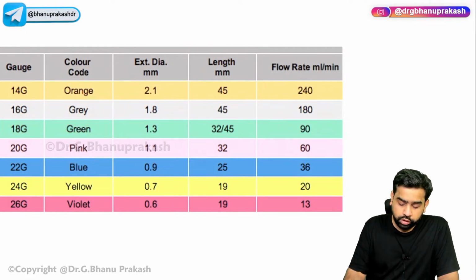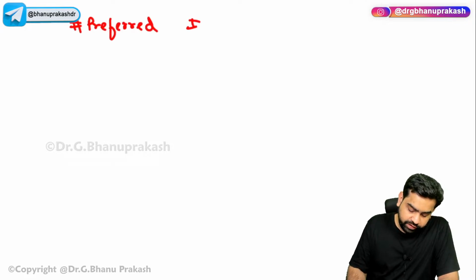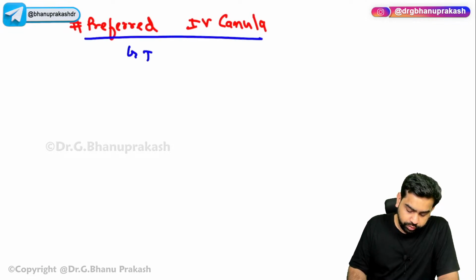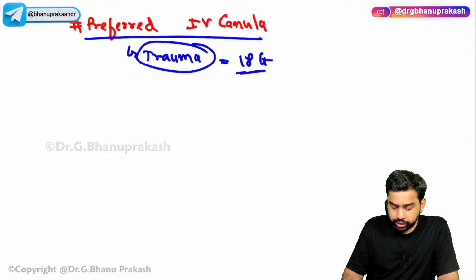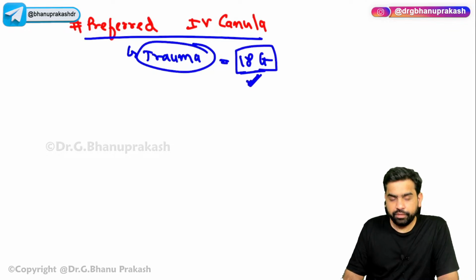So if I ask you, what is the preferred IV cannula used in the patients after trauma? In the trauma patients, what is the preferred IV cannula which is basically used? So please try to understand. The answer over here is 18 gauge. So 18 gauge cannula is the preferred IV cannula which is used in these particular patients.